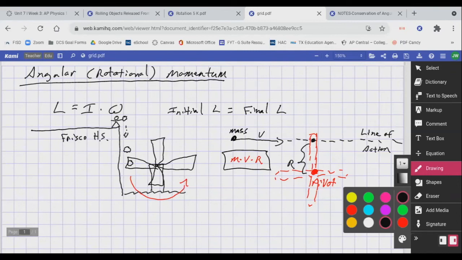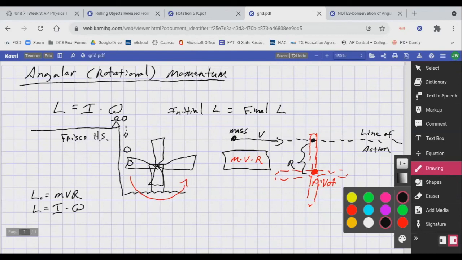In this case, when it's completely converted, we would say that the initial momentum is equal to MVR. The final momentum is equal to the rotational inertia of the windmill times the angular velocity of the windmill. Mr. Watley, yes. The chunk of mud is dropped straight down. So how would it have angular momentum if it's traveling straight down in a straight line?